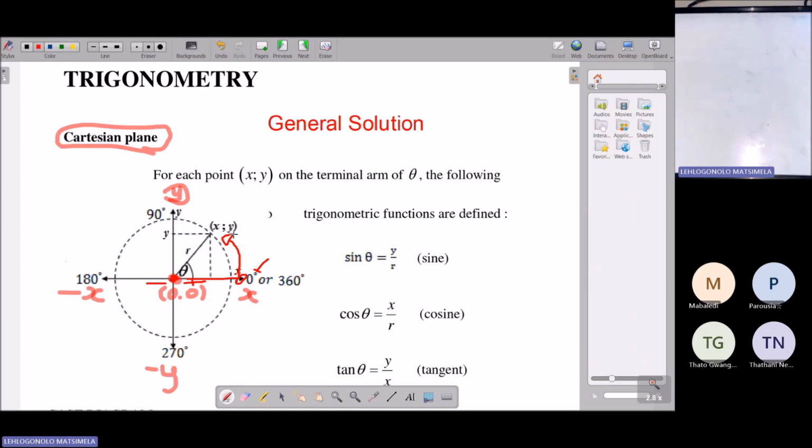So the angles come from the set of axes on the positive side to the negative side of x, to the negative side of y, and also coming back to the same side, making the 360 around the clock, which is 360 degrees. We call it the revolution.